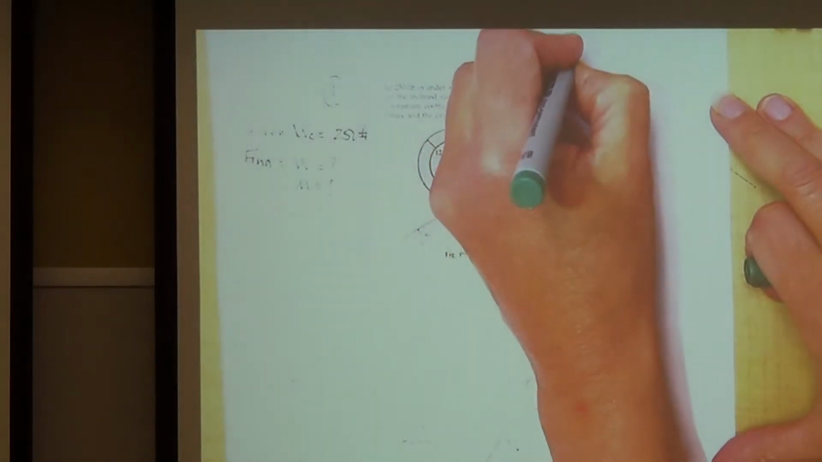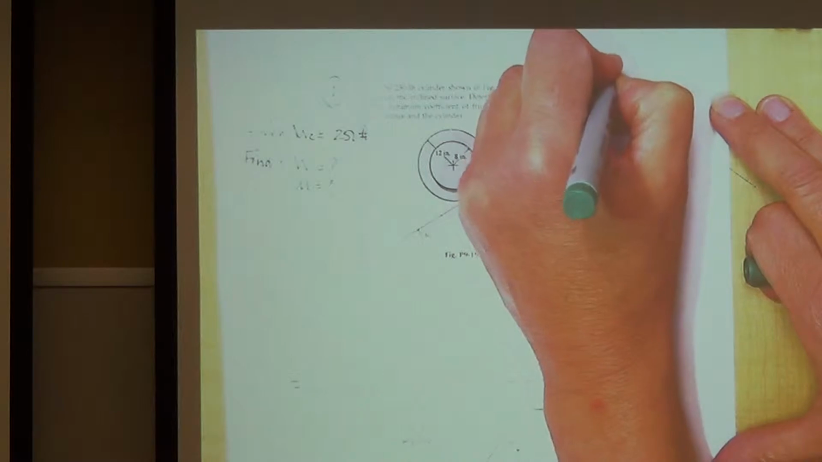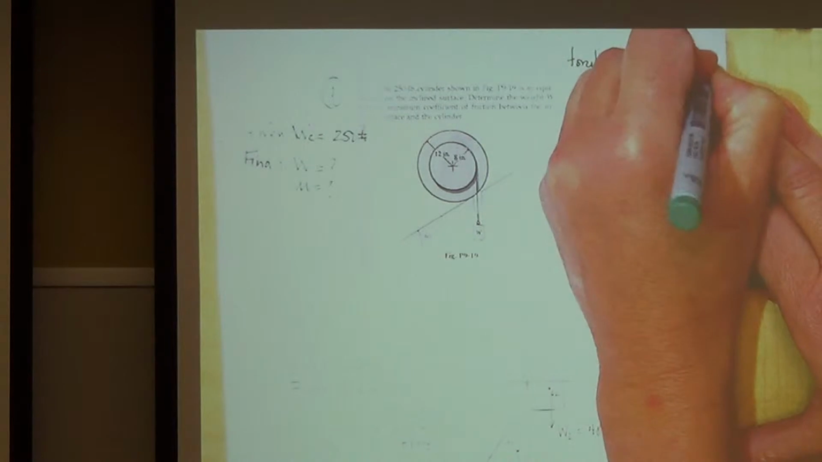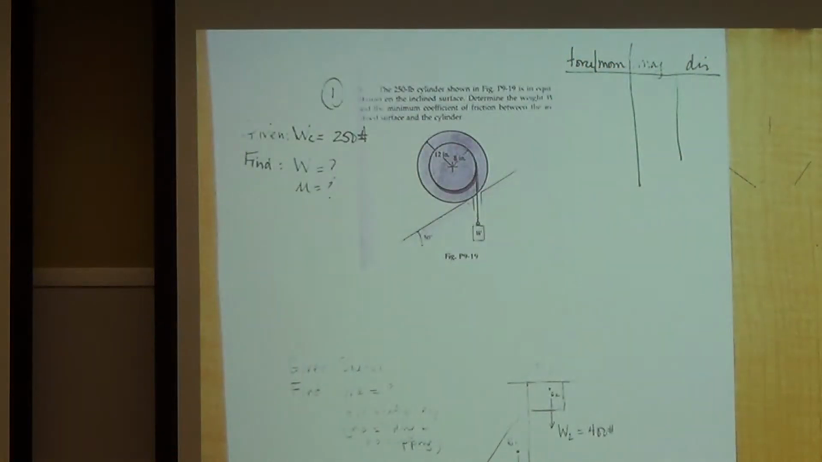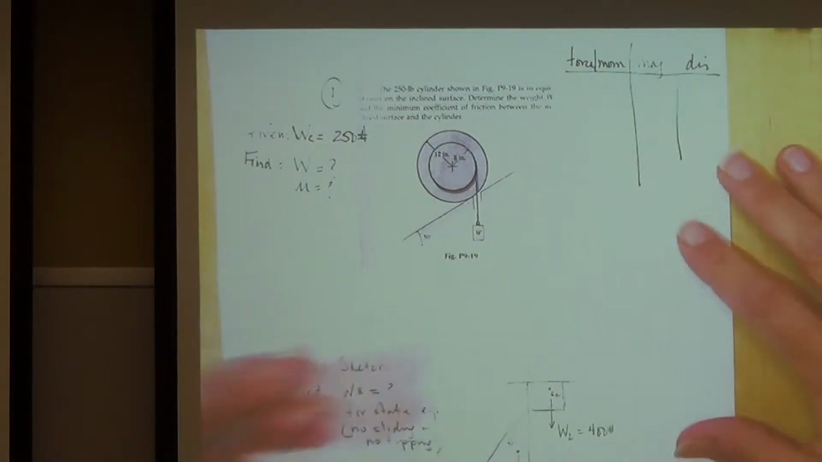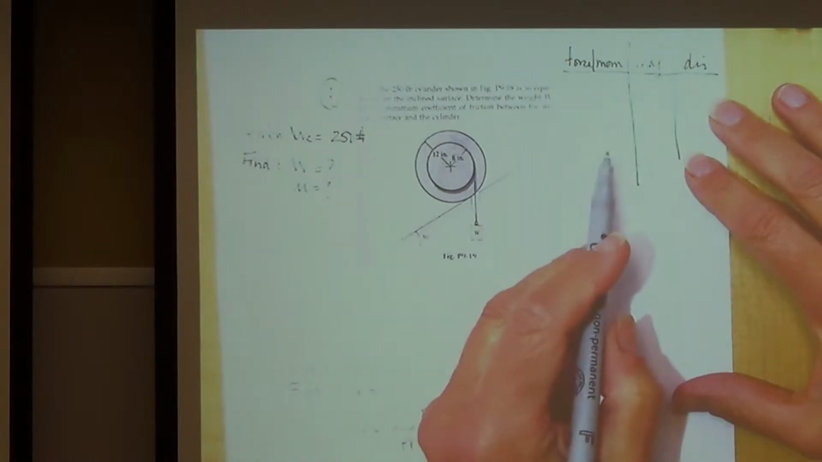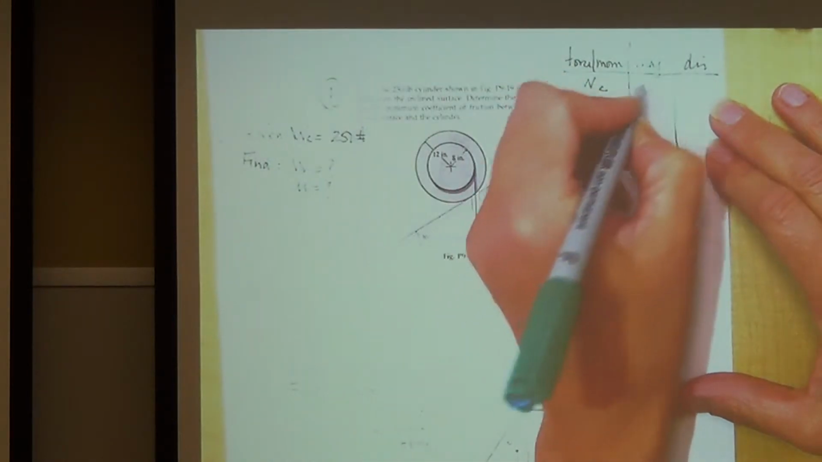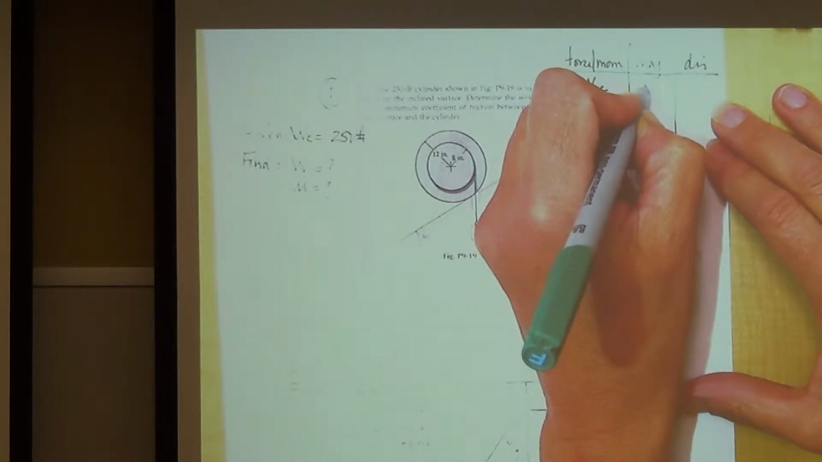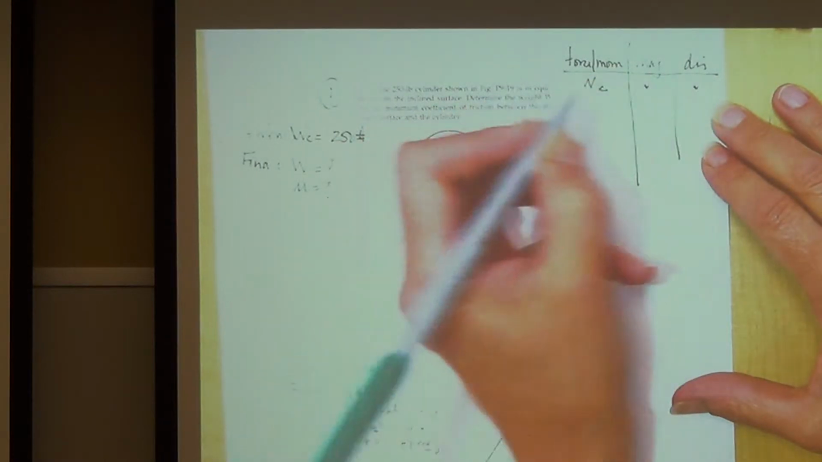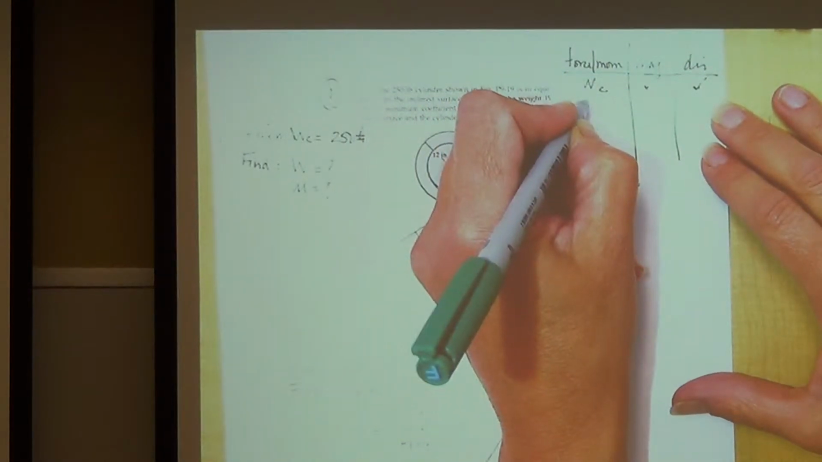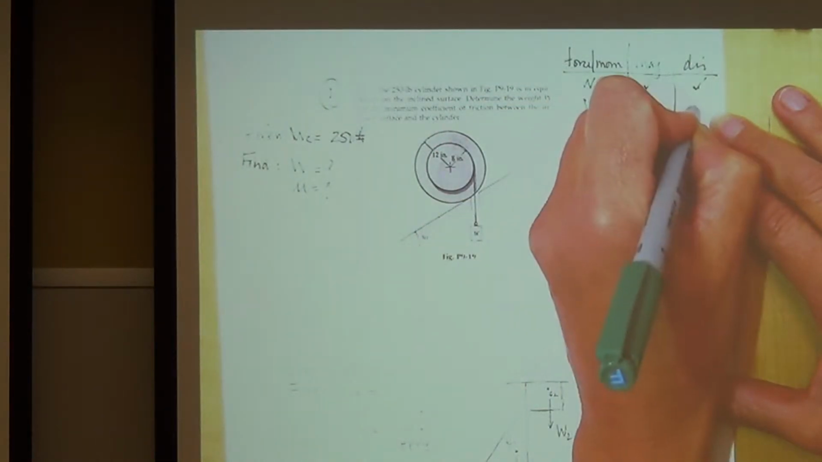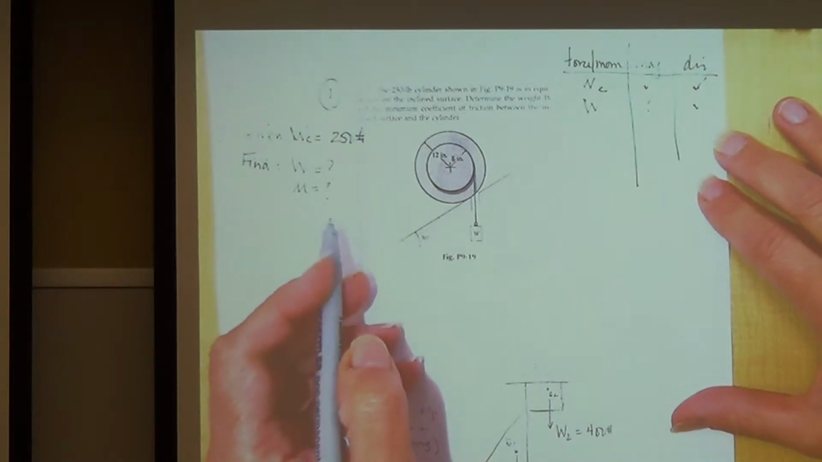So let's make our table. Force, moment, magnitude, direction, and Clara, let's start with you. So what forces are present here? WC. Okay. Do we know the magnitude? Yes. Direction? Yes. Okay. What's the next one? We have the other W. Do we know the magnitude? No. Direction? Yes. Right. What else? We have a normal.